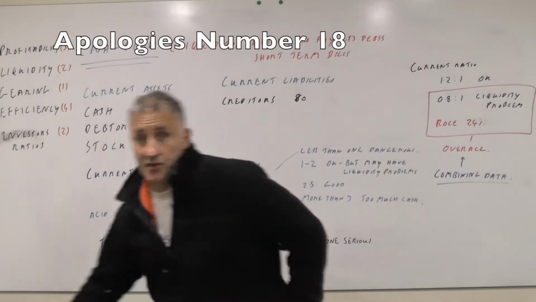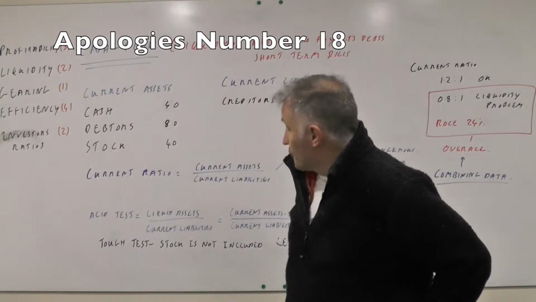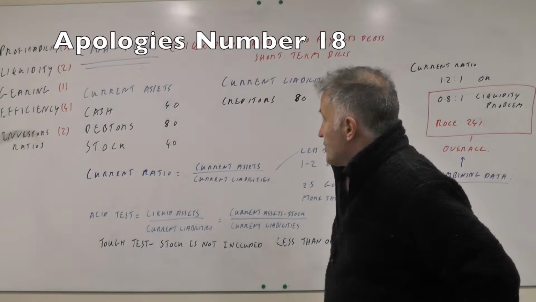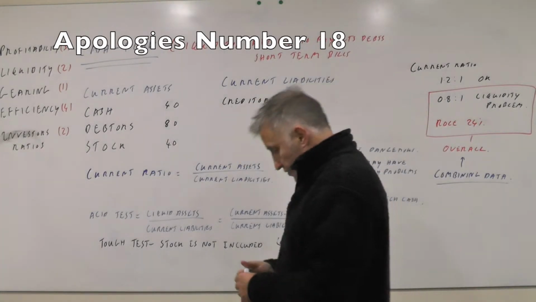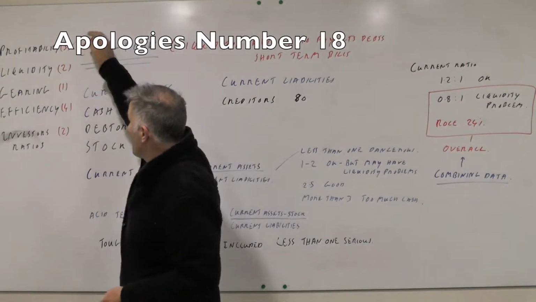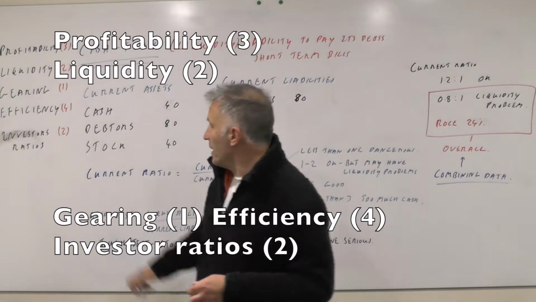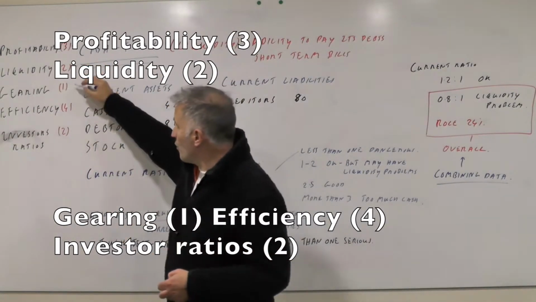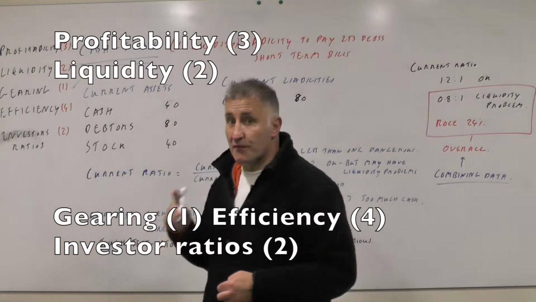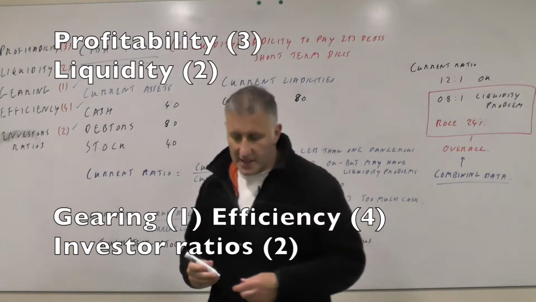This is lesson 17, and I'm now going to be talking about ratio analysis. The first one I want to talk about here is liquidity. There are 5 areas overall of ratio analysis. These are profitability, which we've already done: return on capital employed, gross profit margin, net profit margin. Liquidity, there are 2 ratios in this section. Gearing, 1 in this section. Efficiency, 4 in this section. And the investors' ratios, there are 2 in that section.